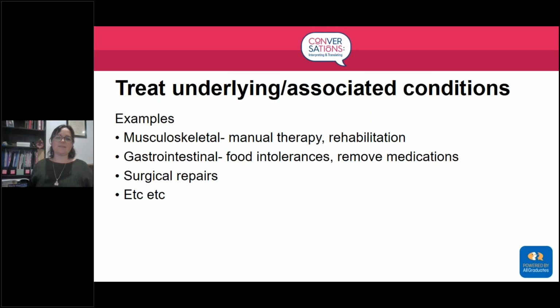So treat the underlying or associated conditions. If it's musculoskeletal, which is, of course, my area, then get some manual therapy, do your exercise rehabilitation, make the area strong, make it mobile, make it function well, so we're getting less of those danger signals going up, the area feels safe, and then hopefully we stop feeling pain. If it's gastrointestinal, then remove the foods that are causing upset. If it's medications causing your stomach pain, then remove those, whatever it may be. We may have to do a surgical repair. There's so many options depending on the system that you're talking about.